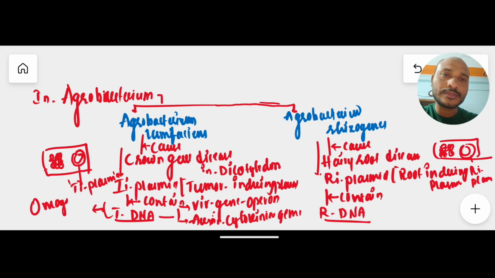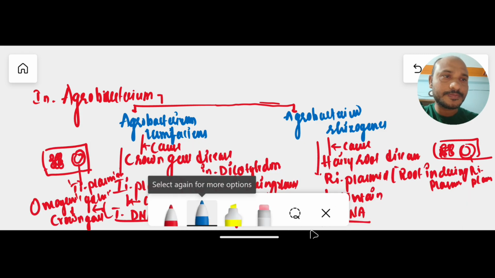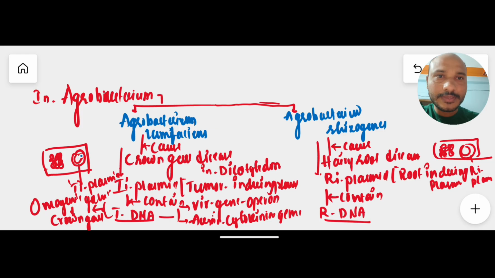All of these genes, the vir genes and the auxin and cytokinin genes, are oncogenic genes, and they cause Crown Gall disease in dicotyledon plants. For example, here is a Ti plasmid. In this part we have the tDNA, which contains both the vir gene operon and the auxin and cytokinin genes. These genes are oncogenic in nature, and due to their presence it causes Crown Gall disease in the dicotyledon plant.